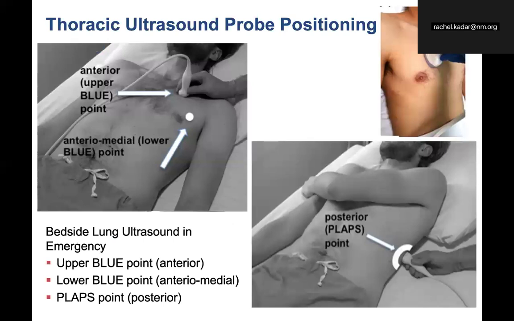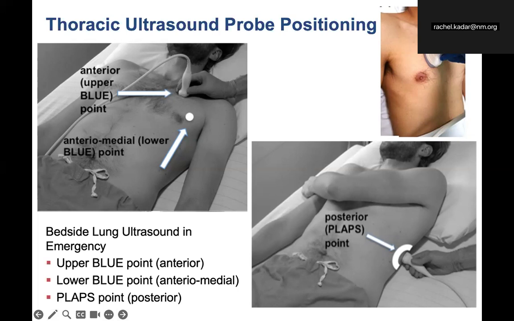When talking about the bedside lung ultrasound in emergency, or the BLUE protocol, this is the protocol I use to determine where to ultrasound. This protocol uses an upper BLUE point called the anterior, a lower BLUE point, anteromedial, and a PLAPS point or posterior point. You can see this upper BLUE point is kind of here, midclavicular. Orientation of the probe is going to be indicated towards the patient's head, or cephalad.